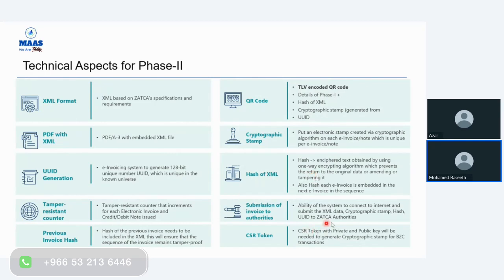And then, of course, we need to have internet so that we can submit this information to the Zatka Fatoora portal. So that has to be there. And then finally, we have that CSR token. Again, this is a way for us to identify that whatever we generated in terms of B2C transactions is generated from the proper system for the proper taxpayer. So that would be the CSR token. It is a way to validate and prevent any misuse.